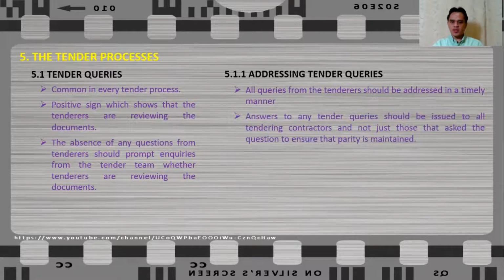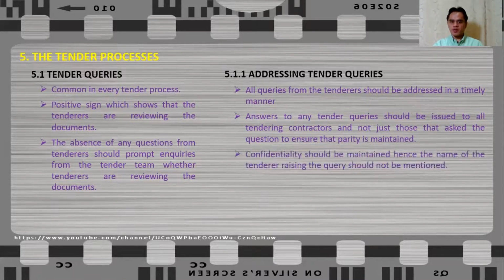Answers to any tender queries should be issued to all tendering contractors and not only to those who asked the question, to ensure parity is maintained. And confidentiality should be maintained. Therefore, the name of the tenderer raising the query should not be mentioned.